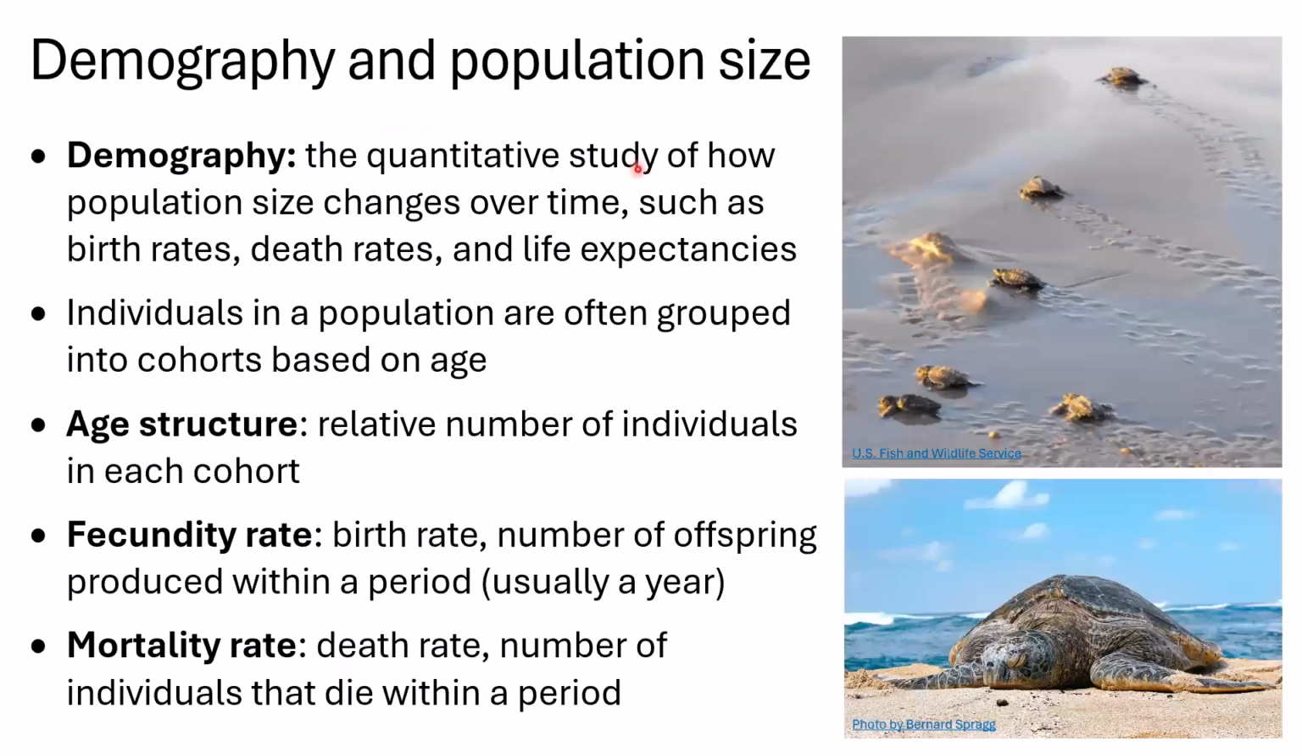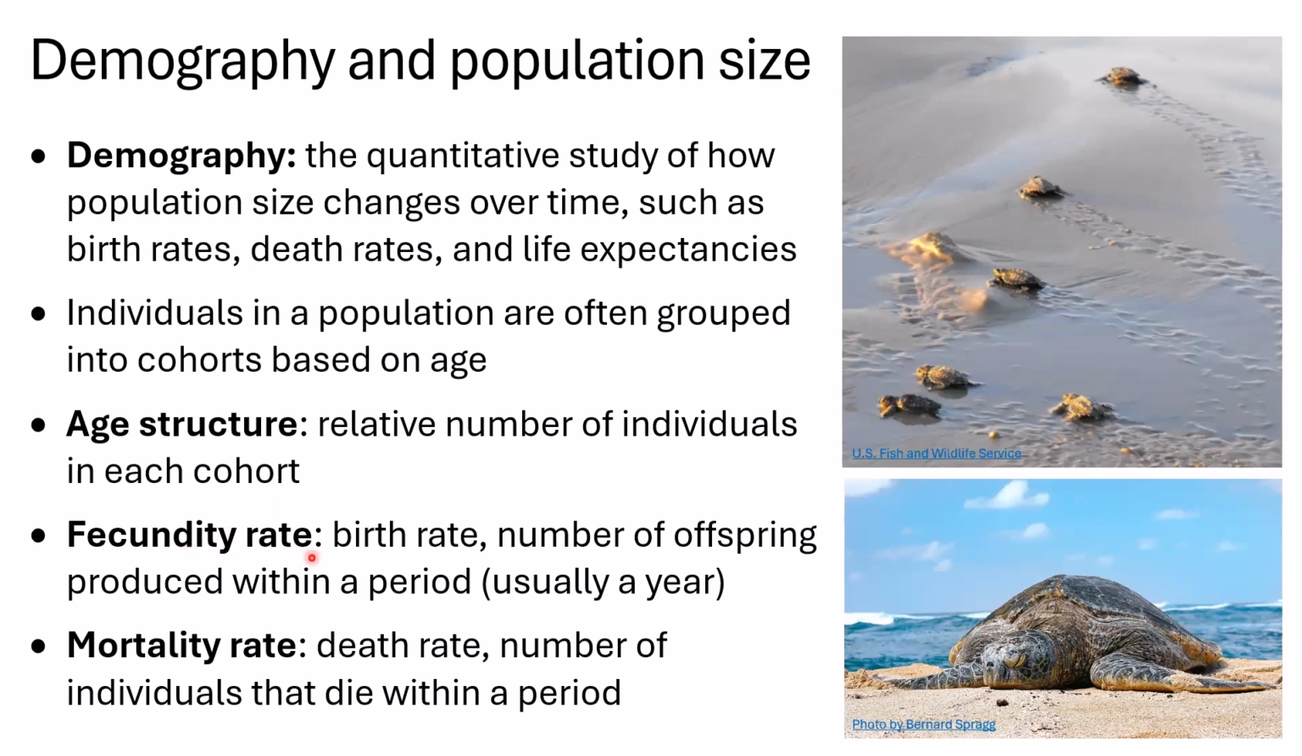Demography is a quantitative study of how population size changes over time, including information on birth rates, death rates, and life expectancies. To make studying populations a bit easier, individuals are generally grouped into cohorts based on age. The age structure is the relative number of individuals in each cohort and provides information on whether there are more younger individuals in the population or more older individuals.